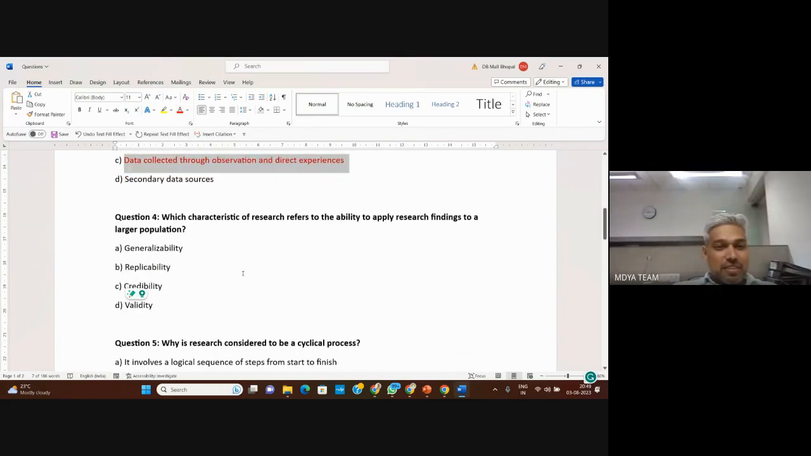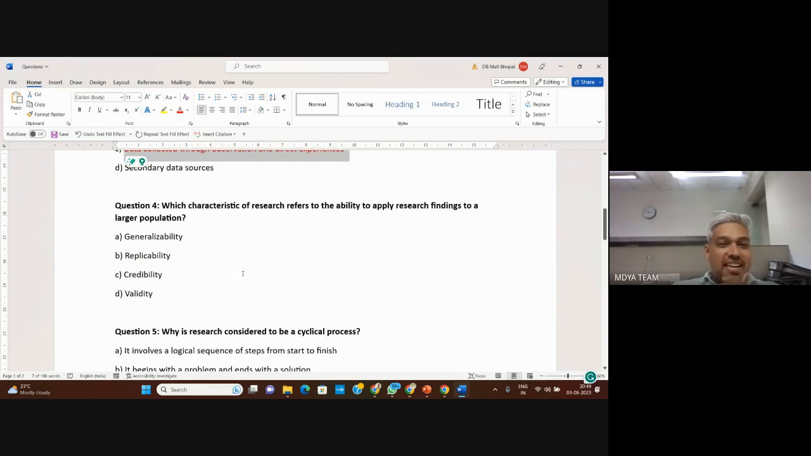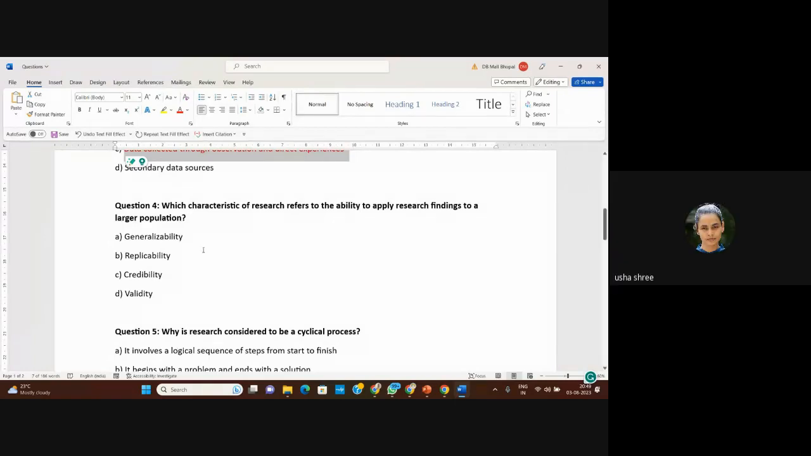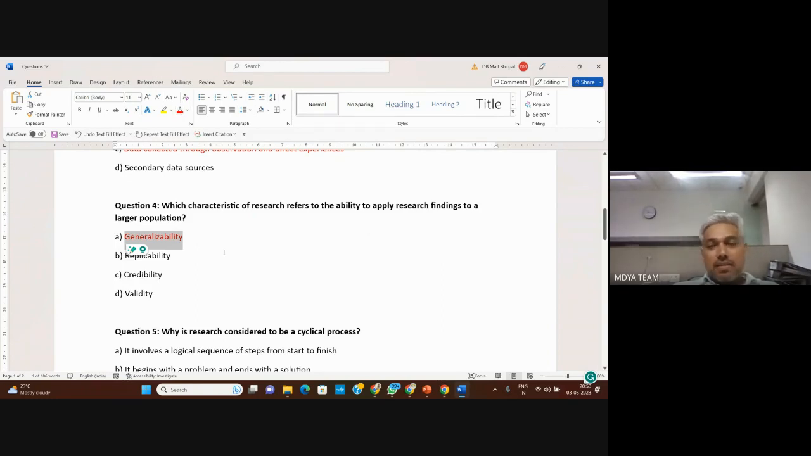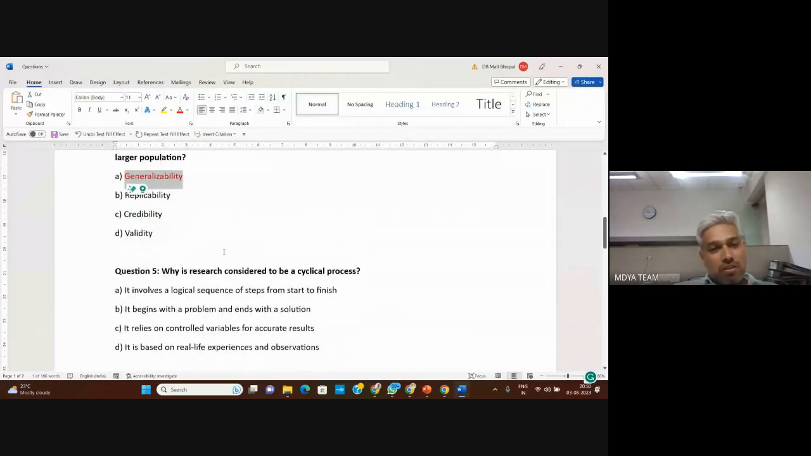Very good. The fourth question is, which characteristic of research refers to the ability to apply research findings to a larger population? It's generalizability. So this is why reading is very important. If you read for half an hour, take the syllabus, go one by one, and read it two or three times, it will stay in your mind all the time.